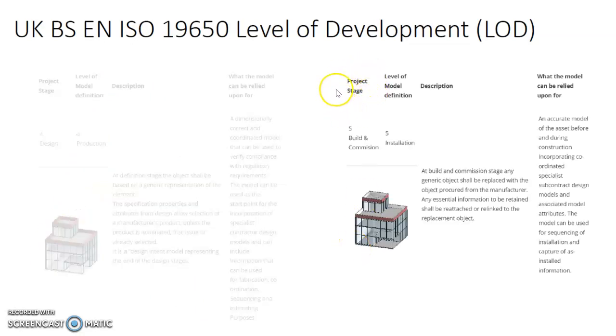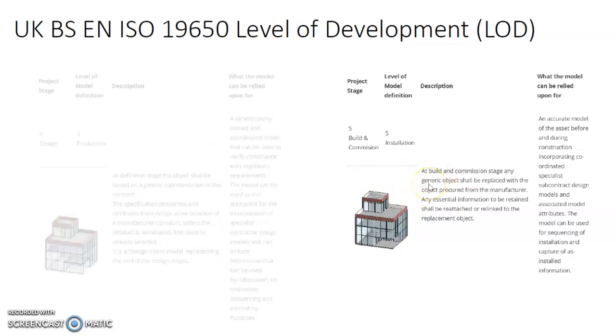At level 5, the project stage is at the build and commissioning stage, where the level of model definition is at the installation stage. So at this level, or at the build and commissioning stage, any generic object should be replaced with an object procured from the manufacturer, or any essential information to be retained shall be reattached or relinked to the replacement object. That means now we are going to put in enough detail for the fabrication or for the construction of the particular component.